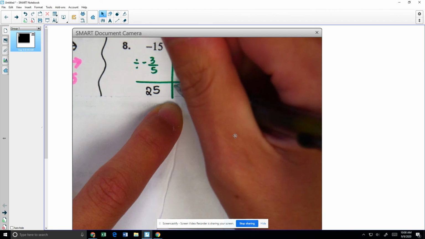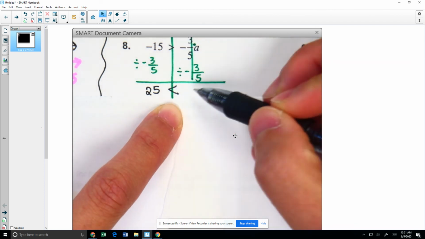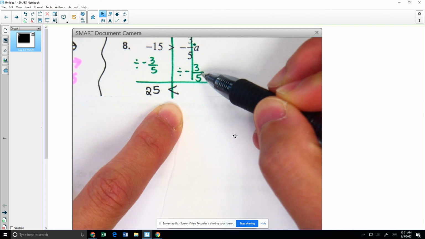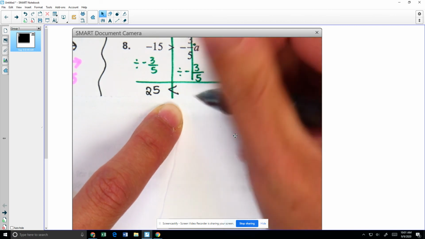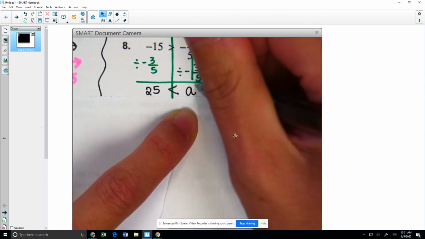Flip it, because I am dividing by a negative. Who cares that this 15 is negative? I don't even care about that. All I care about is that I'm dividing by a negative. That's why I flip it. And then I have a, I have x. I can write whatever letter. It honestly doesn't matter. Okay?